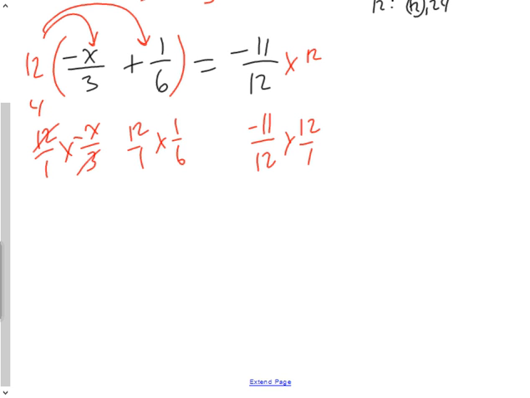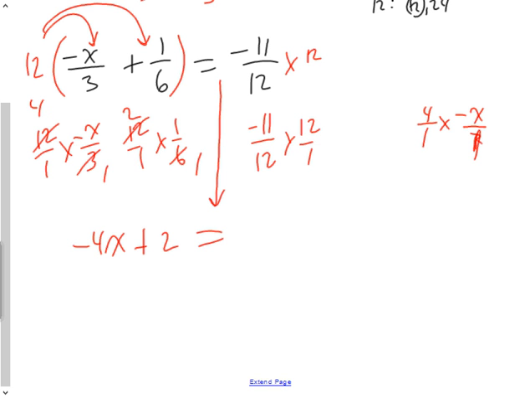Cross reduce 12 over 3 to become 4 over 1. I now have 4 over 1 multiplied by negative x over 1. When I multiply the numerators, 4 times negative x is going to be negative 4x over 1, which is not going to be written. So I'm going to end up with negative 4x. Here, when I cross reduce, I'm going to get 2 times 1, which is positive 2, so a plus 2. Then my equal sign. And then when I cross reduce here, I'm going to get 1 over 1. I'm simply going to get negative 11.